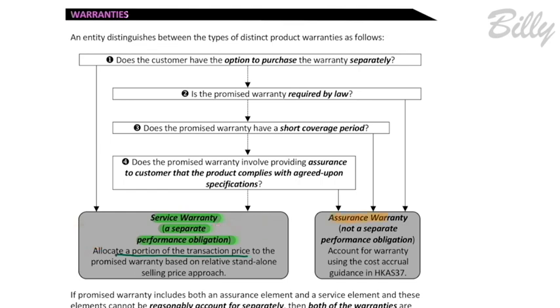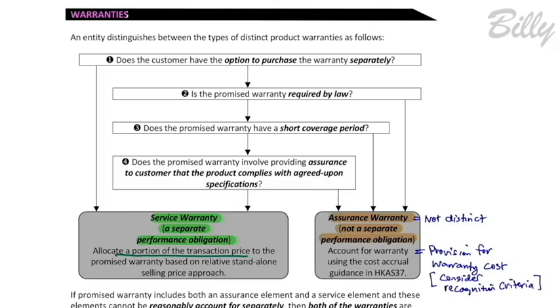If it's an assurance warranty, it is not a separate performance obligation. It's to assure the products and services sold are of a certain standard. This is considered as not distinct. If it's not distinct, then we do not account separately. Instead, we account for provision for the warranty cost in accordance with AS37. Try to recall what you learned about AS37. A provision for warranty cost is only recognized when you meet the criteria: there's a present obligation, settlement is probable, and a reliable estimate can be made.